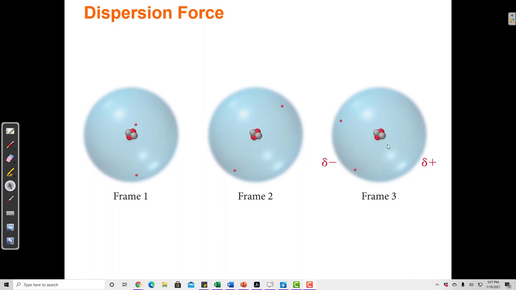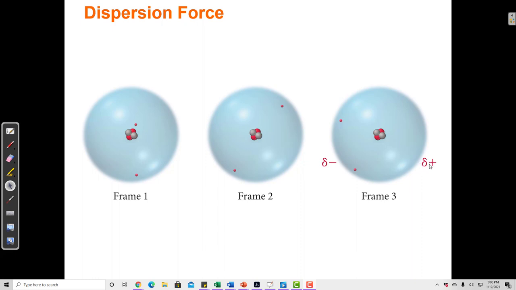So what that means is at this moment in time, it's just an instant. In this one instant, the electrons are both on this side of the atom, and in that one instant, this side of the atom has some extra negative charge because all of the negative electrons are over there. And this side of the atom is missing negative charge, so it's positive. So we can say that this is partial negative, and this is partial positive, just like a dipole.